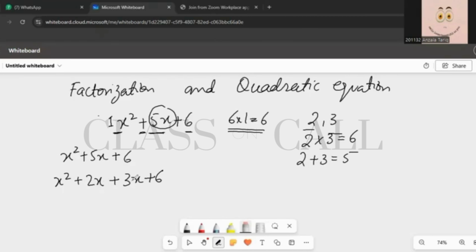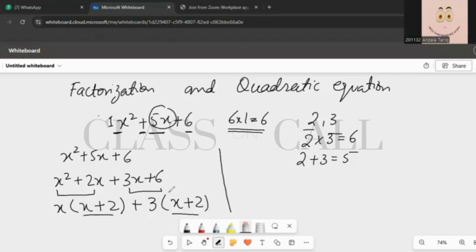Now we can combine two terms each. We take x common from the first two and we get x plus 2 in result. Plus 3 is common from the other two, so we get x plus 2 in result. We need to make both brackets the same, and we are getting the same brackets here. So one factor would be x plus 3, and the second factor would be x plus 2. This process is known as factorization, and these two are the factors of the equation. Now let's move towards the quadratic equation.